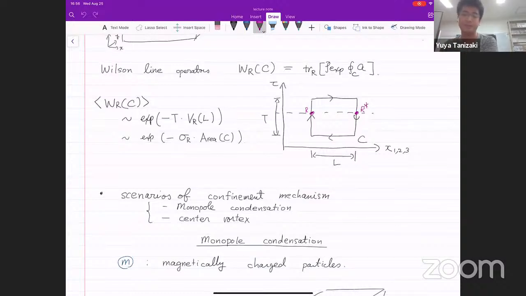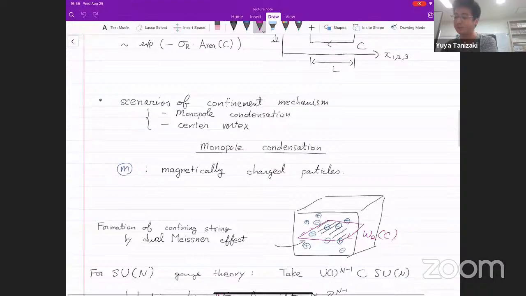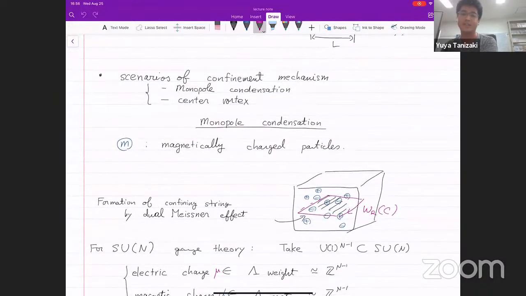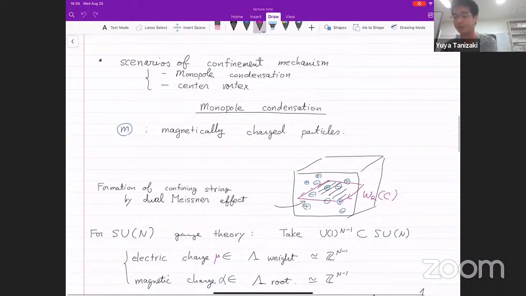In Monte Carlo simulation, we nicely see by numerical simulation that in four-dimensional Yang-Mills theory the Wilson loop obeys the area law. Because of that, we believe that this four-dimensional gauge theory really shows confinement. This is very nice, but the problem is, do we have some intuitive understanding of this confinement mechanism? There are two popular candidates for this, and I want to talk about them.